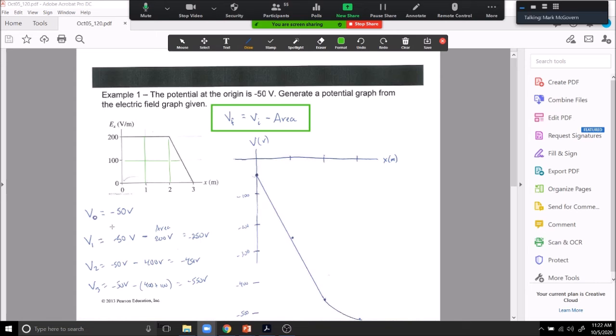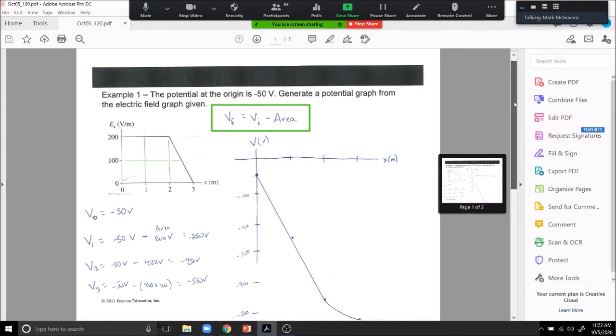Then what I decided to do here is evaluate at different points, but I'm going to always keep the initial at the minus 50 because I'm generating points here, right? So I'm always comparing to the initial value. When I go out to 2 meters, the area becomes 400, so I'm at negative 450. When I go to 3 meters, this triangle that's here is 100, so I end up with a minus 550. All right, so let's go ahead and plot those points.